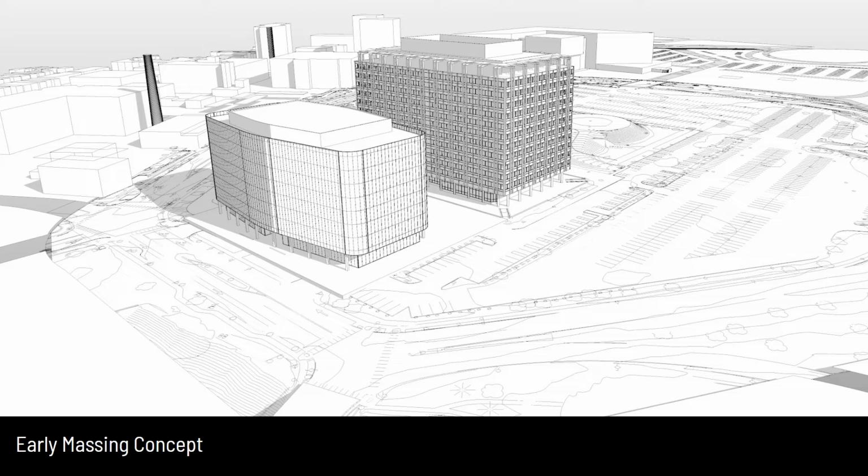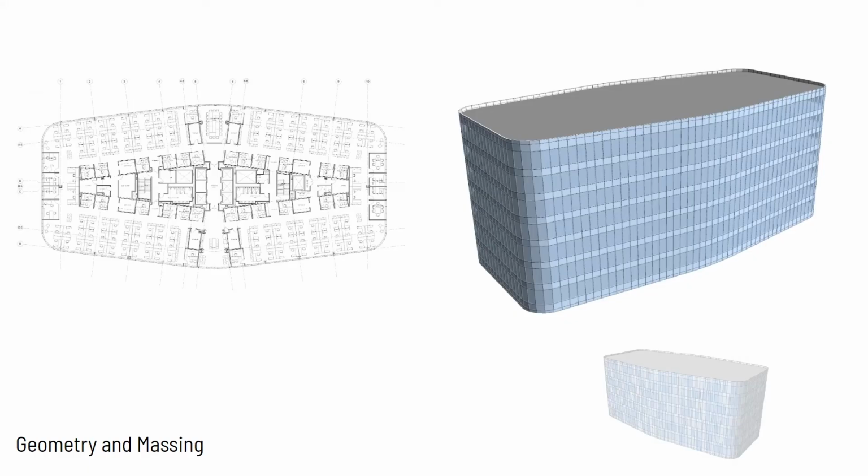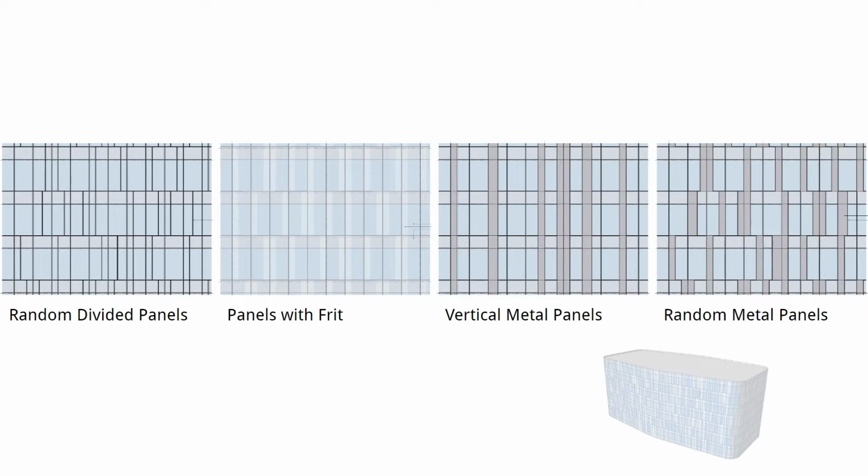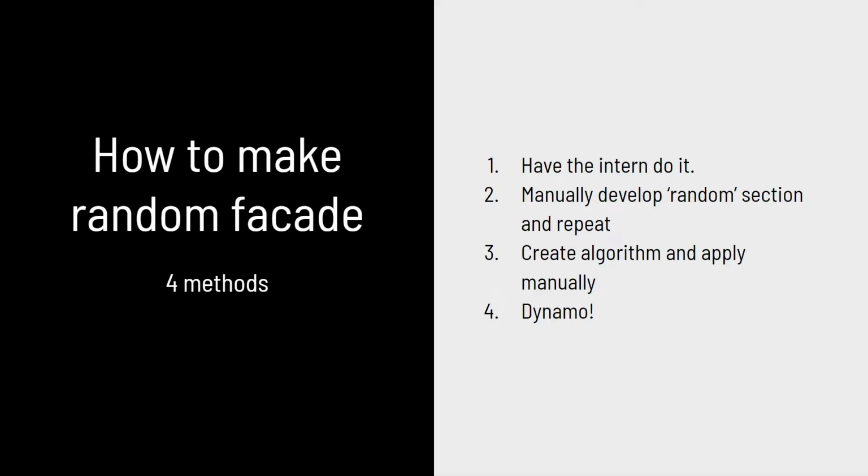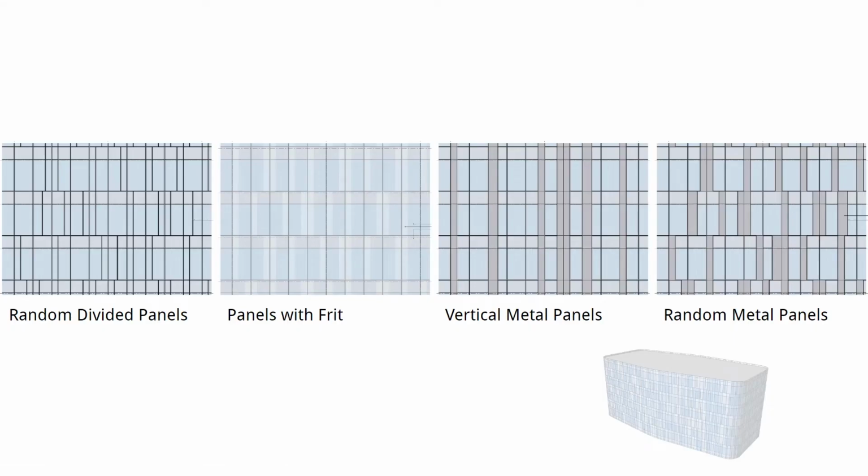But we wanted to find some way to make it interesting just by using the glass in an interesting way. So there's the geometry of the building and the massing. We came up with a couple of different ideas. Some of them were randomly dividing the panels, using a frit on the glass, or inserting metal panels either in big vertical strips like a barcode, or randomly putting metal panels around. In the end, we decided on the randomly divided all glass panels because it kept everything in one system, and it was the most economical use of the material.